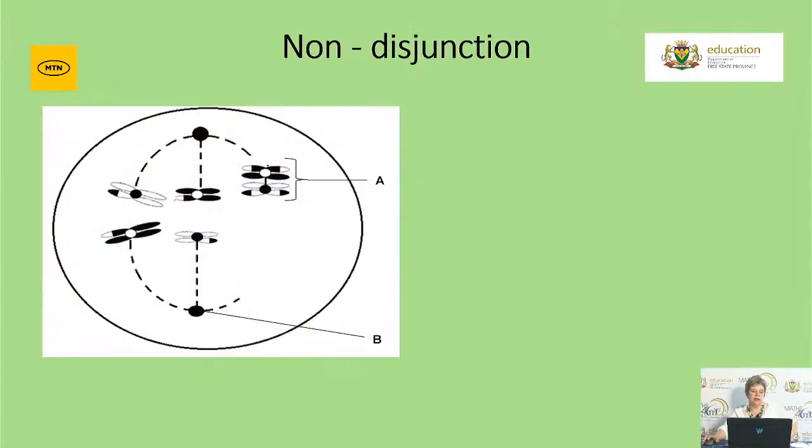We must not forget about non-disjunction, where on chromosome pair 21, homologous chromosomes fail to separate. So I mentioned the pair that doesn't separate, and I mentioned that it's homologous chromosomes that don't separate.